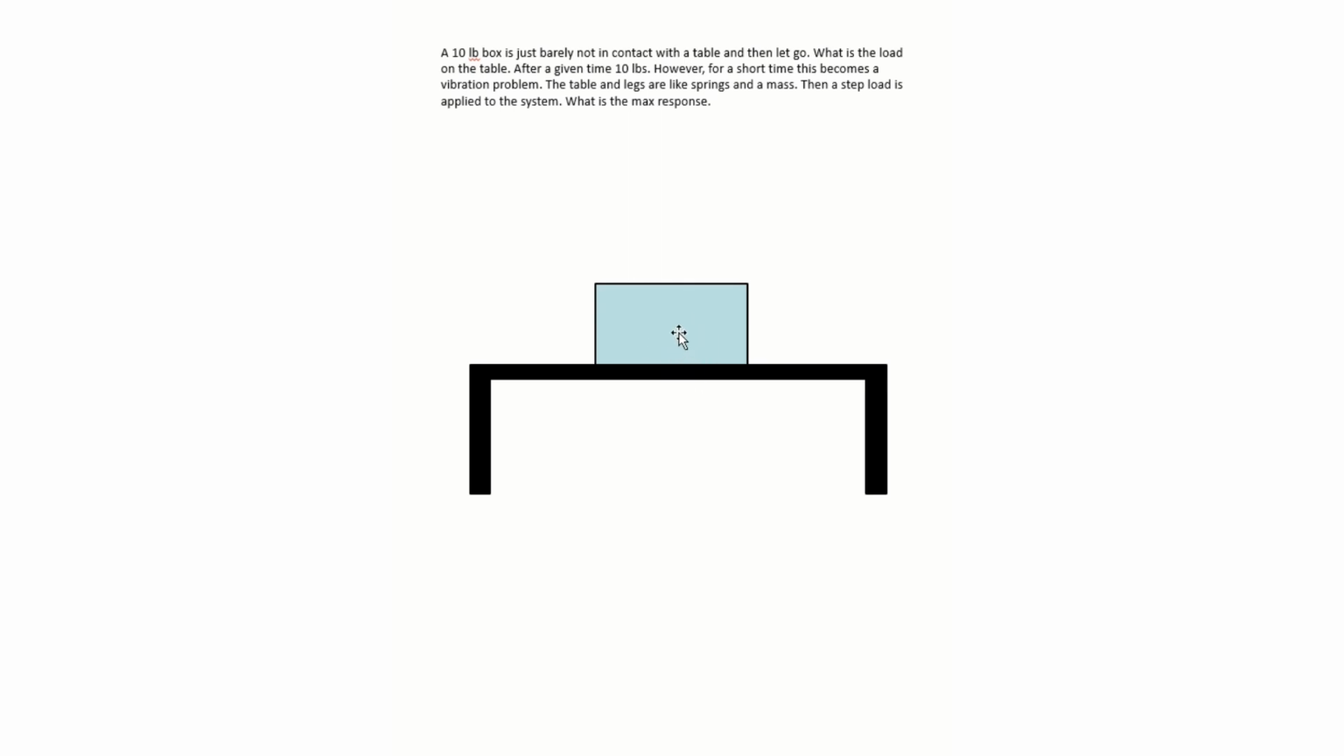But if we were to gradually and slowly let the weight drop onto the table, and say it took 3 minutes for the full weight of the 10-pound box to come in contact and be on the table, this would not be an impact problem. But where we're holding it just above and we drop it, that is definitely an impact type problem. And so what we do is we compute this natural period and we find out how long that is in terms of seconds. Then we look at how long it takes our load to hit its maximum value.